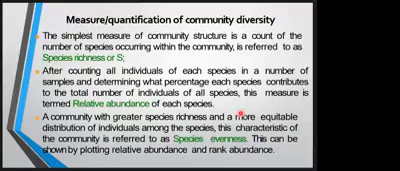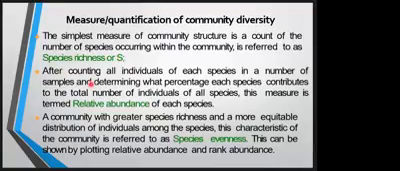So now, measure or quantification of community diversity. The simplest measure of community structure is a count of the number of species occurring within the community, referred to as species richness. How rich are the species? Richness is how many species are in that area. So after counting all individuals of each species, that is species richness, like zebra, lion, fish, how many particular species are living in that area.